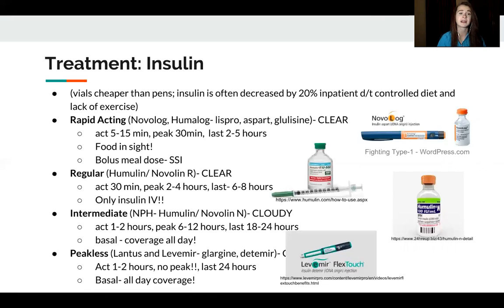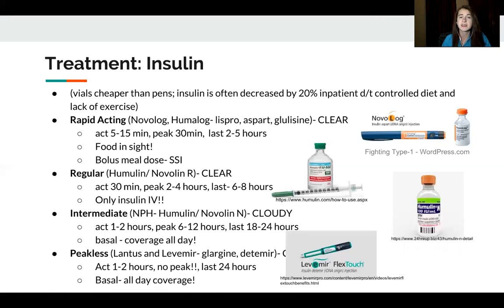We'll start with rapid acting. This is what you give right before a meal. So if you see the lunch trays or the breakfast trays coming around, you can go ahead and give this insulin. It acts really quick in 5 to 15 minutes. It often peaks in 30 minutes and will last around 2 to 5 hours. This is your Novolog, Humalog, or Lispro, Aspart, and Glulisine. This is a clear insulin.